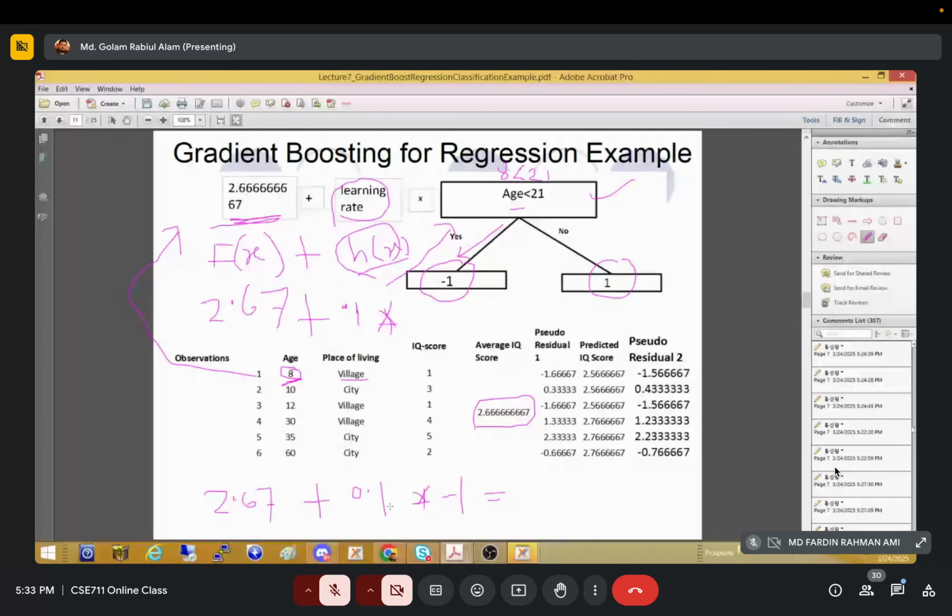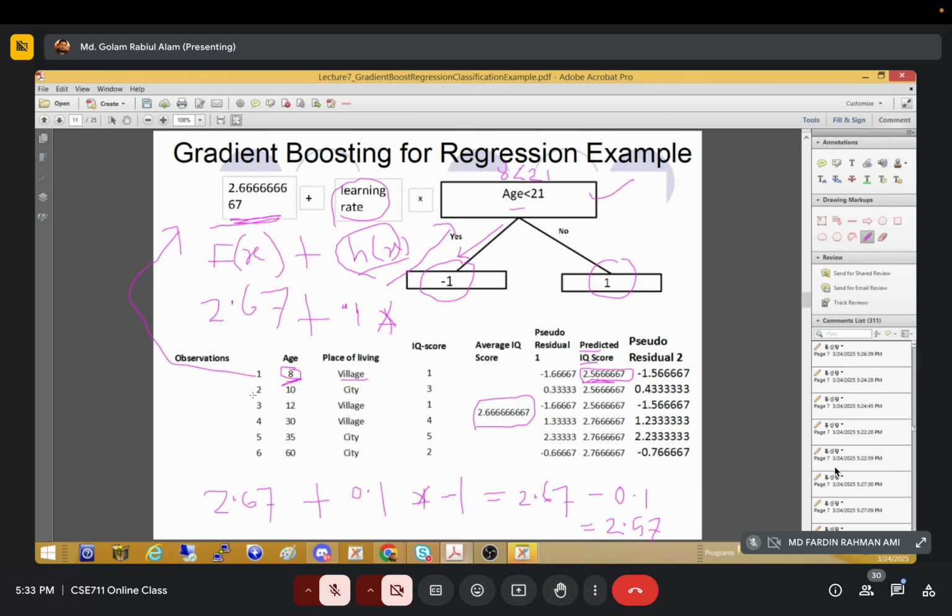So if we compute that, then it is actually 2.67 minus 0.1. That is 2.57. And we can see that the predicted IQ score in that case, that is 2.57 for the first case. Okay, 2.57.